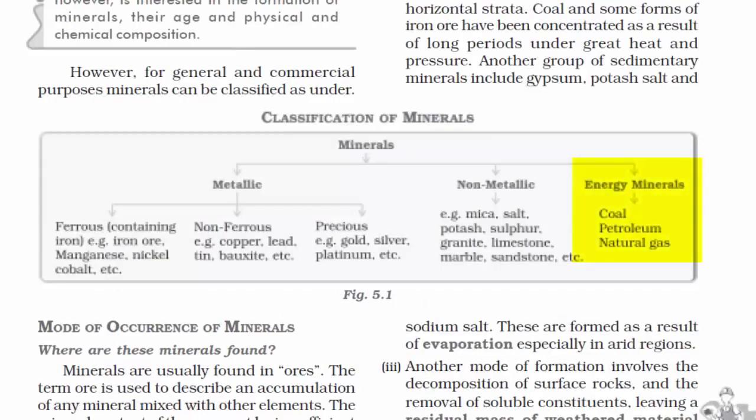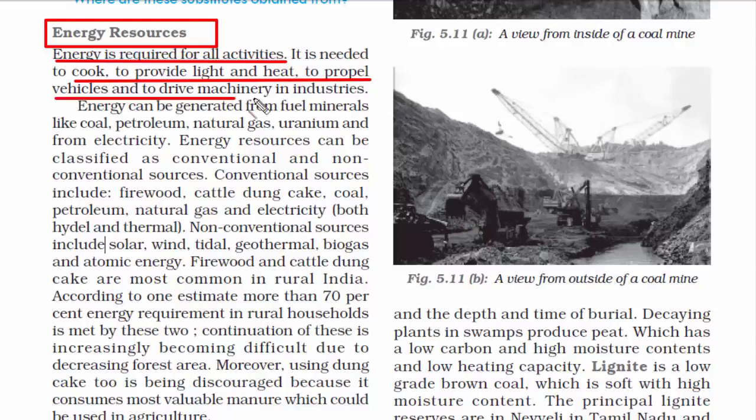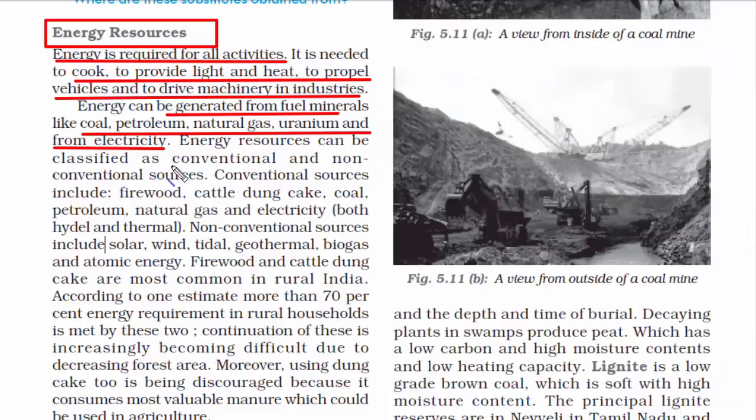Now it's time to read about the second part of this chapter, which I mentioned at the beginning if you all remember. In this part, we will cover energy resources. Energy is required for all activities: to cook, to provide light and heat, to move vehicles and drive machineries in industries. Everything needs energy. The most common method of generating energy is through fuel, like coal, petroleum, natural gas, uranium, and from electricity. Energy resources can be classified as conventional and non-conventional sources.